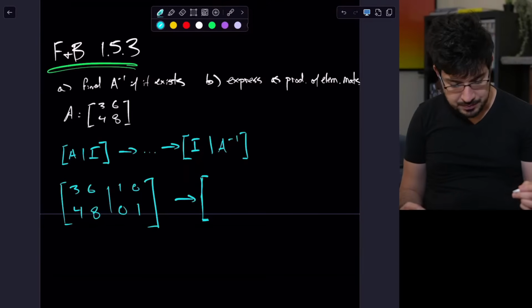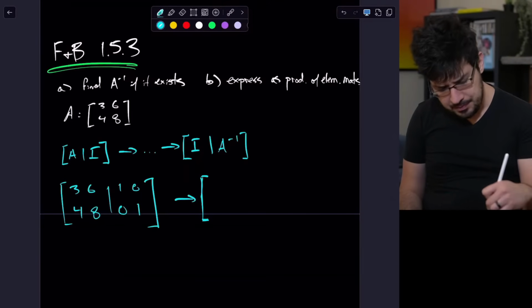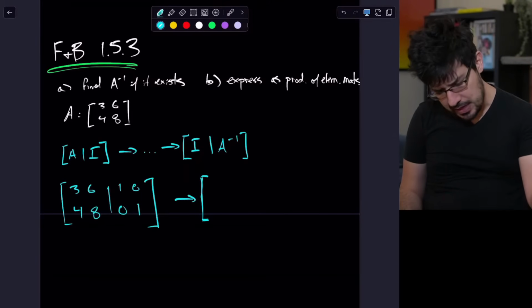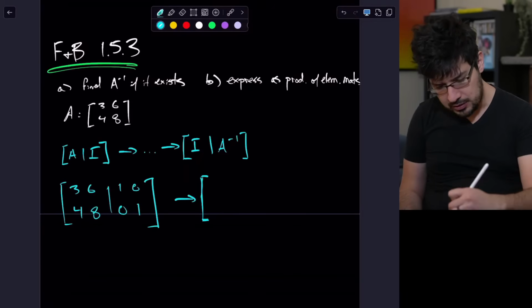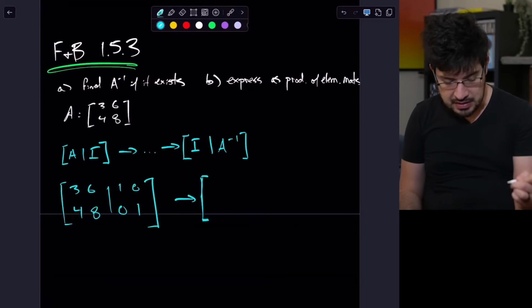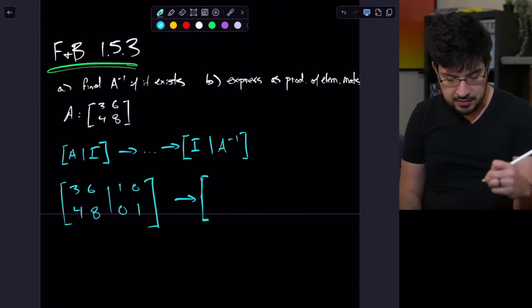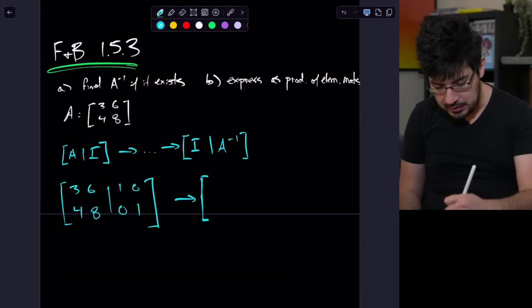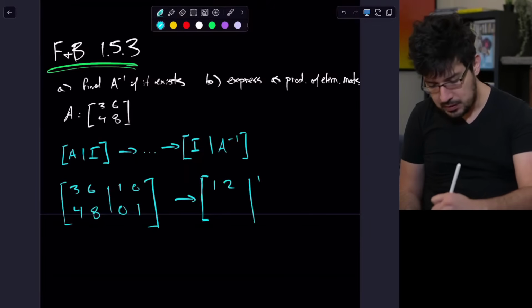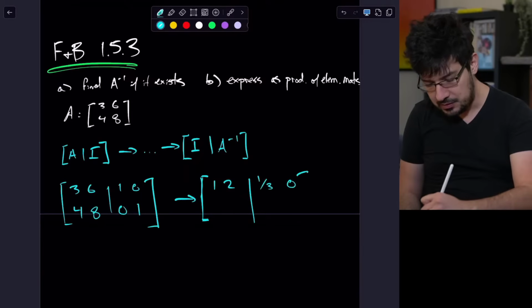Okay, so we could do this by... Our goal is to get the identity matrix on the left. So if I divide the first row by 3, then I get 1, 2, 1/3, and 0.